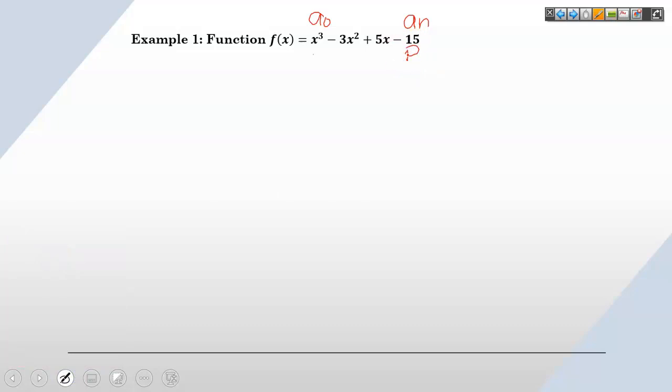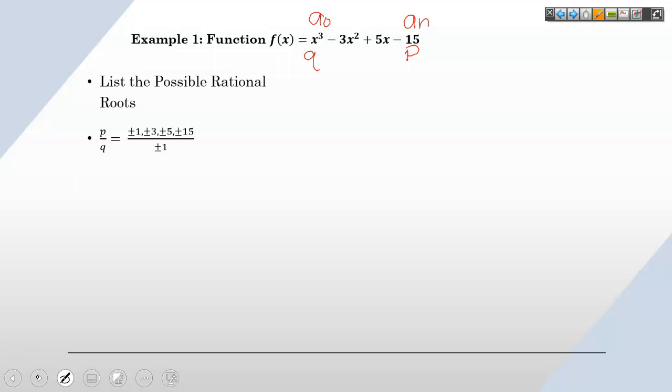P, and this is going to give you your Q. So the possible rational roots are the factors of P, so numbers that multiply to give you 15, over numbers that multiply to give you 1. So the leading coefficient is 1. So the numbers that multiply to 1 are 1.